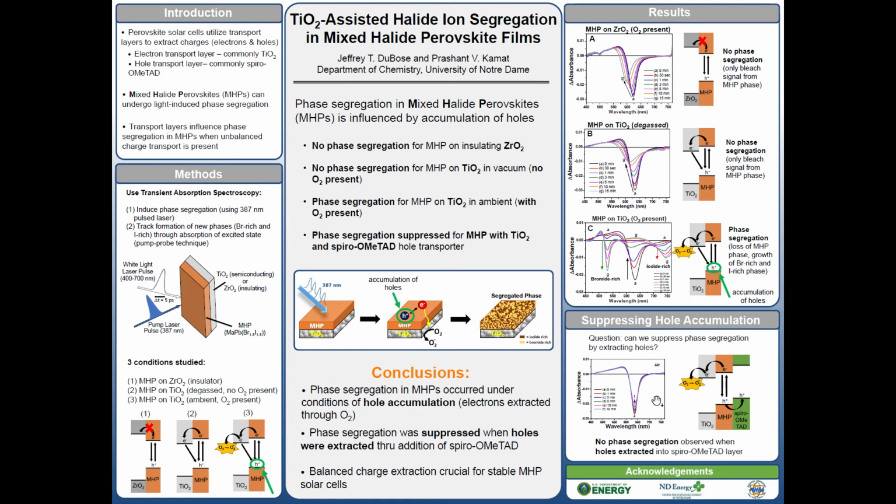So the main conclusions from this project are that we saw phase segregation in mixed halide perovskites only under conditions where we have hole accumulation. And the phase segregation is able to be suppressed when those holes are extracted through the addition of our spiro-MeOTAD hole transport layer. So this project shows the importance of balanced charge transport, which is crucial for maintaining the stability of these mixed halide perovskite films and their optoelectronic properties.